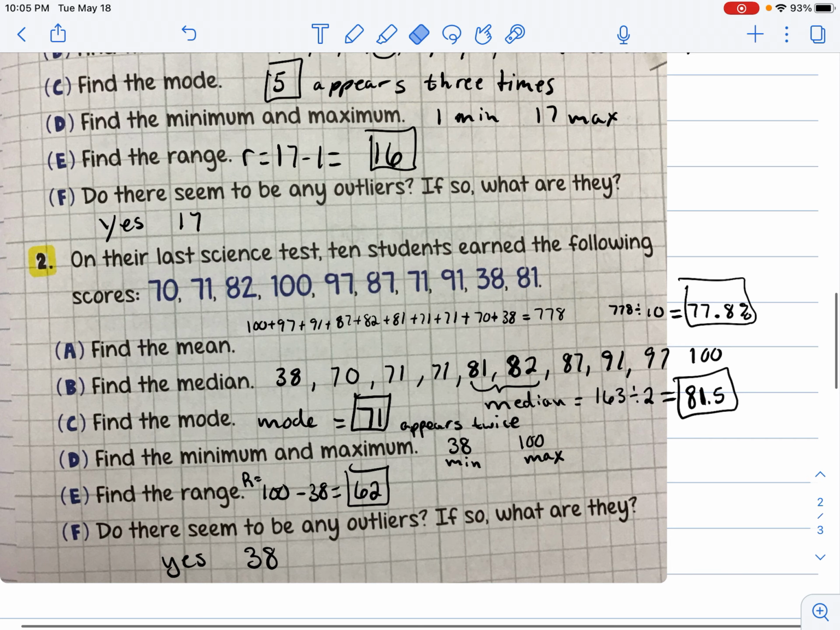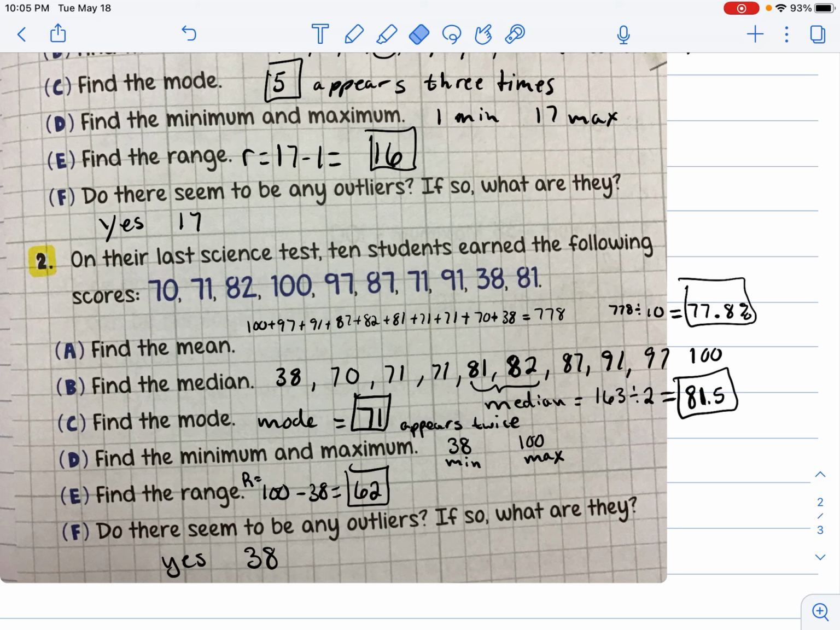Okay, to find the median, once again, you line them up from least to greatest. There's 10 values. That's an even number. So once again, we're not going to have an exact middle. So we're going to take the 2 middle terms, the 5th and the 6th term, add them together, and divide by 2. So here we get 163. We divide that by 2 and we get 81.5 for our median.